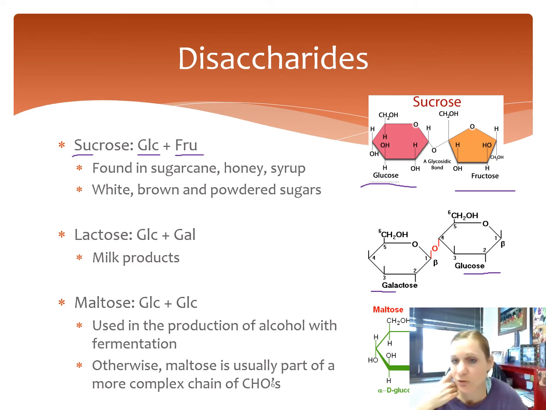Otherwise, these are generally found in a longer chain of a polysaccharide. Okay, so again, we don't see a lot of maltose molecules just floating around in the different foods that we consume. Generally speaking, it's part of a bigger chain.